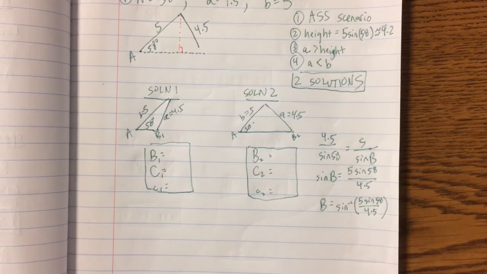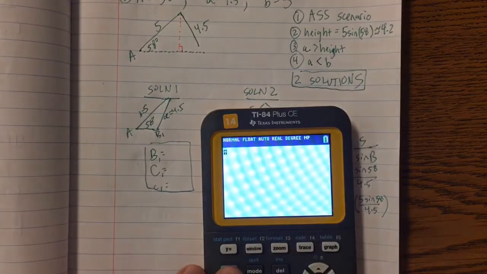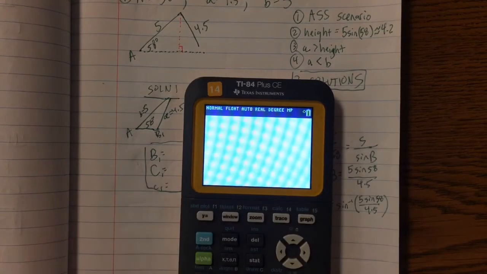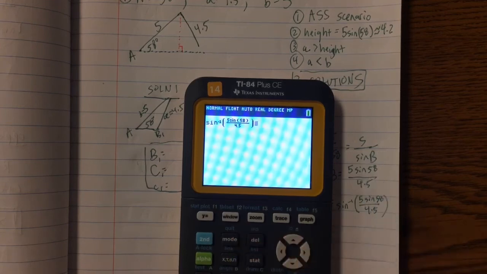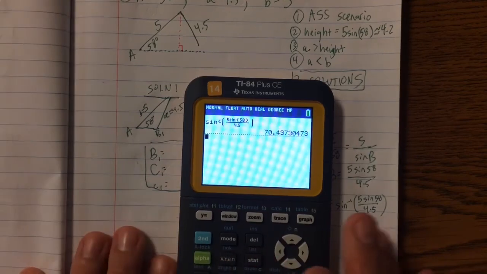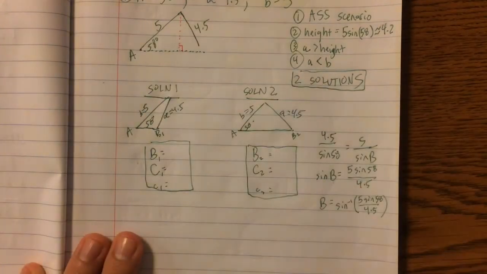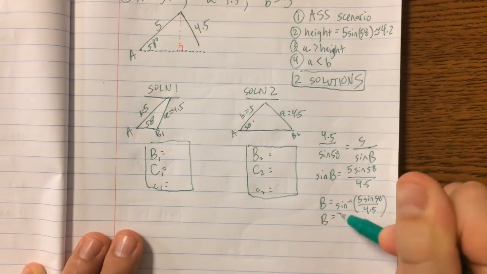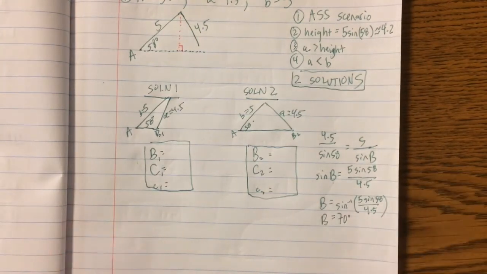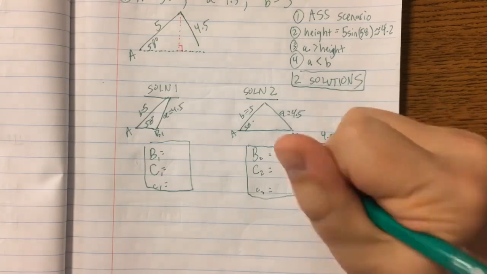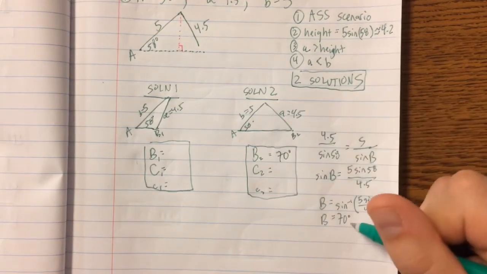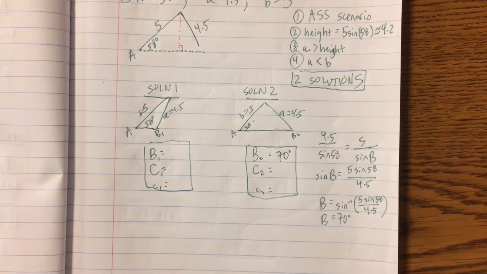That's something you'll just throw in the calculator. Okay, so if I type in inverse sine of 5 sine 58 over 4.5, I get about 70.4. We'll just call it an even 70. So B is 70 degrees. So is that going to be solution 1 or solution 2? Solution 2, right? Because it's acute.